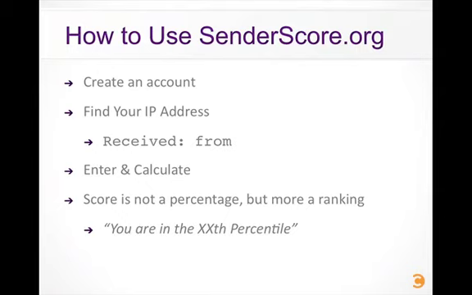Now the score is not a percentage. So again, we had 97. That's not necessarily saying that 97% of the emails that we send get to the inbox. It's actually much higher than that, but it's more of a percentile, or a ranking. So out of all the people that send email in the world, we are in the 97th percentile.